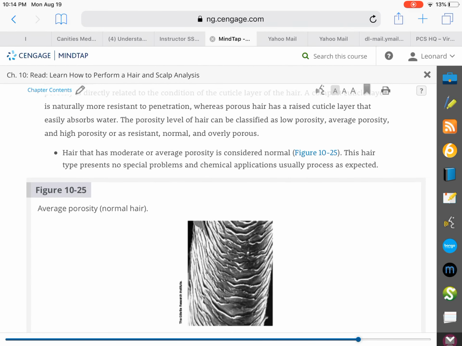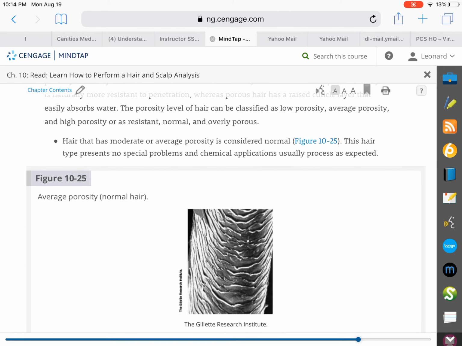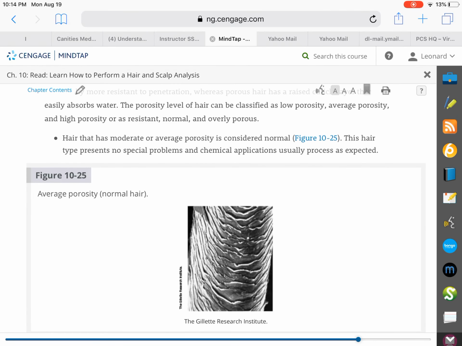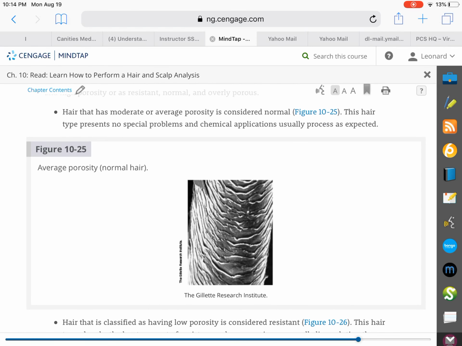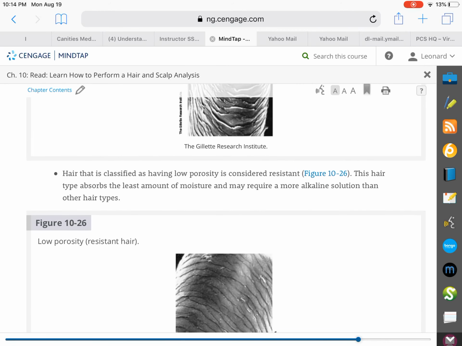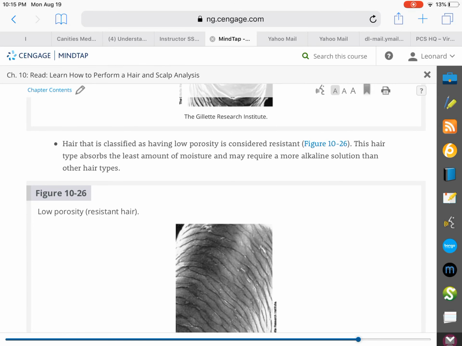Normal porosity is average. That means the cuticle is slightly open. No special problems, and no chemical application is usually expected. Low porosity hair means the hair is resistant.